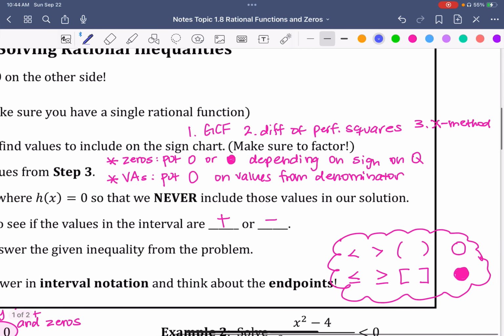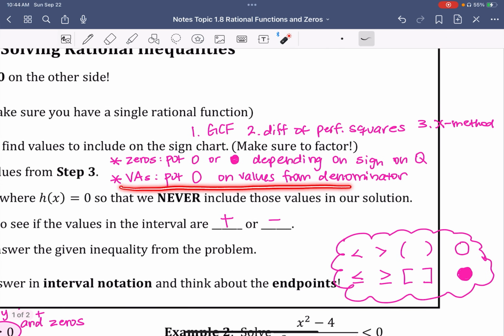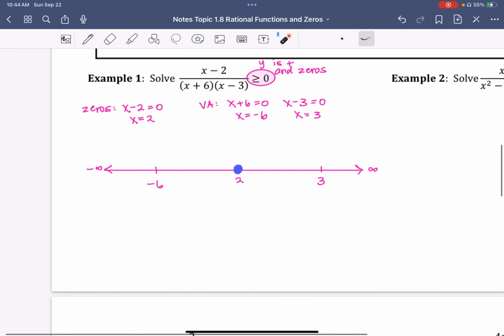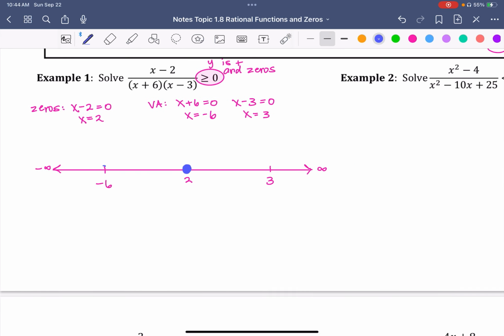But we said that the vertical asymptotes, whatever values were from the denominator, you're always going to put an open circle. The reason you always put an open circle is because you never touch vertical asymptotes. If you can never touch them, that means you can never be equal to them. So you'll never have a bracket, or it's basically never going to be included because you never touch it.